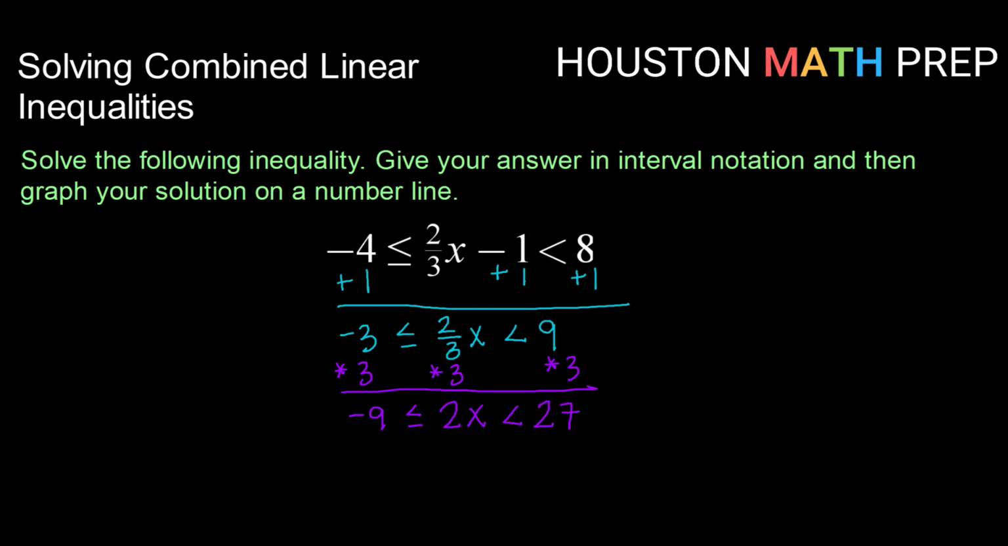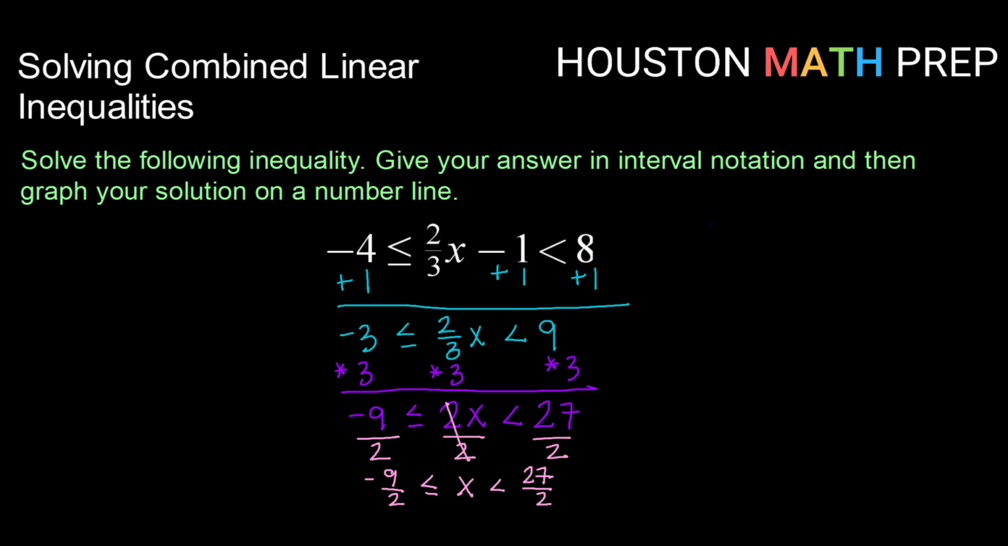All right, finally for this one, we're going to divide by 2, and we're going to divide all pieces of our expression by 2. That gives us negative 9/2 is less than or equal to x is less than 27/2. So there's our solved linear combined inequality.